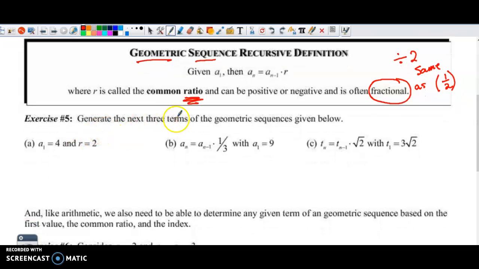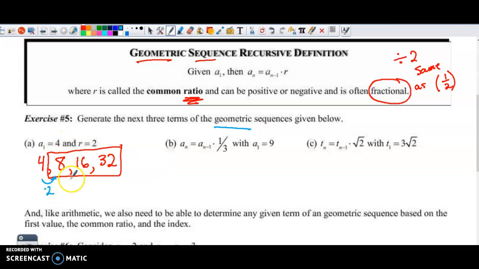So in our problem, they tell you the first term is 4. Well, if our ratio is 2, that means the next number needs to be double that. So 8. And then double that number. So we're at 16. Doubling 16 will give us 32. So just to show you a little bit of work, I'm not going to show you a whole bunch of work, but this is a geometric sequence. They tell you in the directions, and the common ratio is times 2. Times 2, times 2.